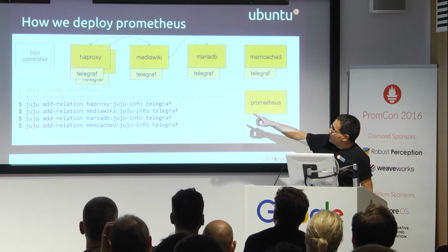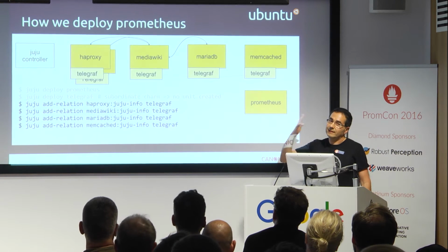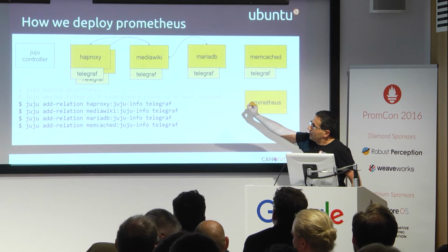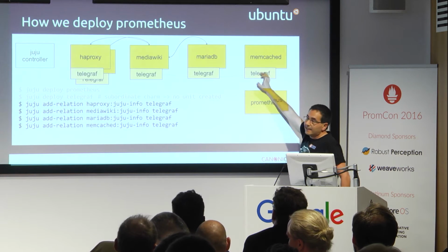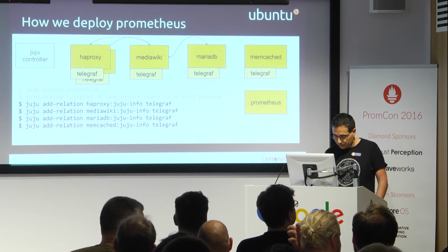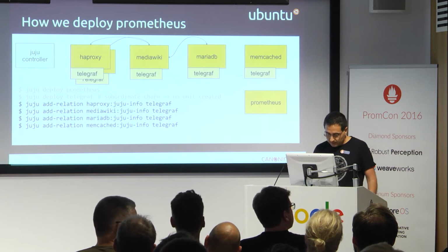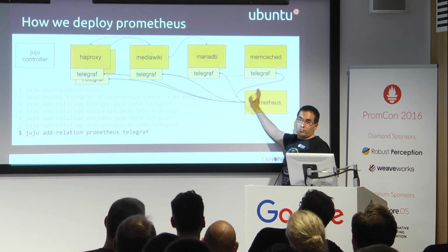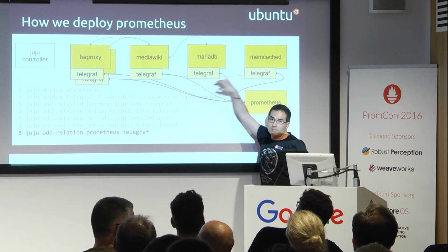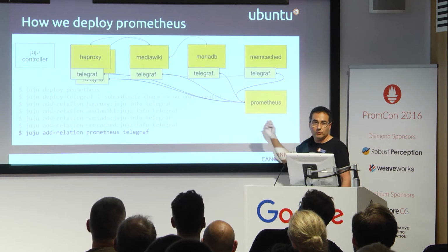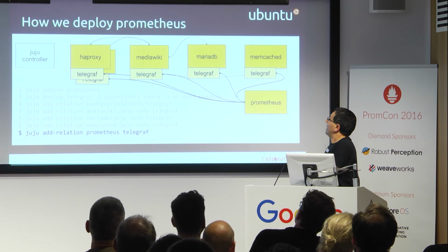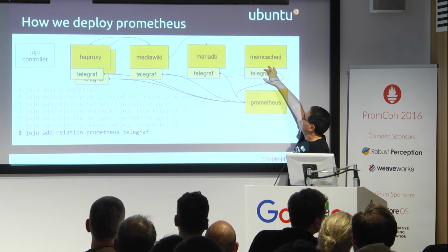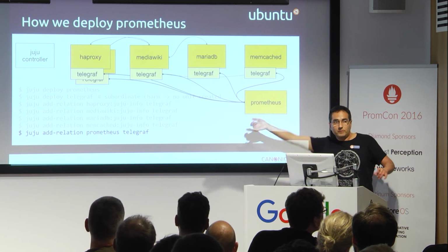Interesting here is that you see that we have a single Telegraf service that has five units, and each of these main units gets a Telegraf attached to it. But then again, Prometheus is there alone. By doing this add-relation, Prometheus to Telegraf, we have Prometheus being aware of all the units of this Telegraf serving and being able to scrape metrics from it.